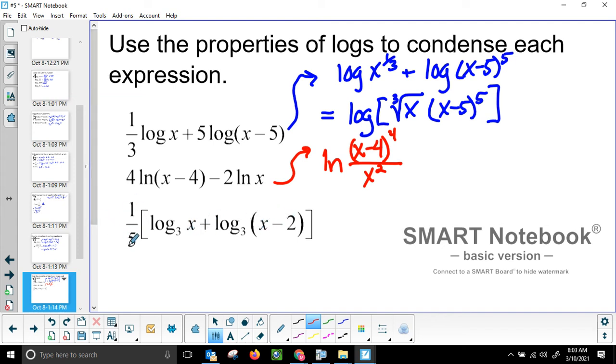Here, because of this plus, I can multiply my arguments. And then because of this 1/5, I'm going to basically take the 5th root of everything. So this is going to end up being log base 3 of the 5th root of x times x minus 2. You could do that in more steps if you needed. It's perfectly fine to break it down step by step like I did here, but once you see them enough, you'll just be able to jump straight to the answer.